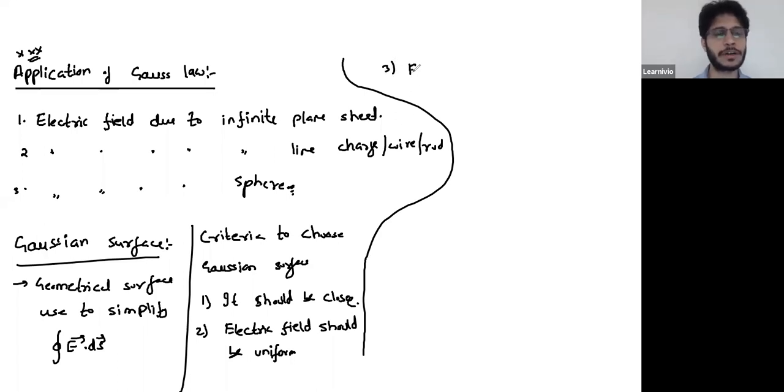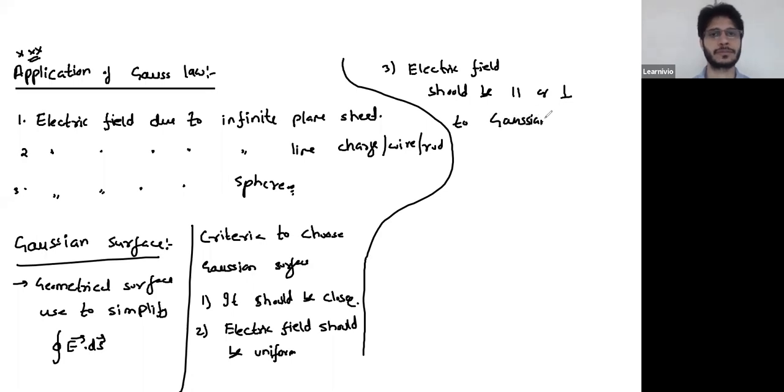The third criterion is that the electric field should be parallel or perpendicular to the Gaussian surface. So the electric field should be either parallel to the Gaussian surface or perpendicular. Now, depending upon the type of charge configuration, you can have different types of Gaussian surface.